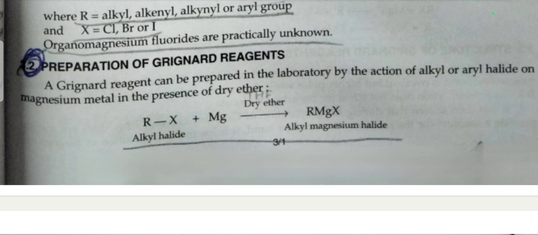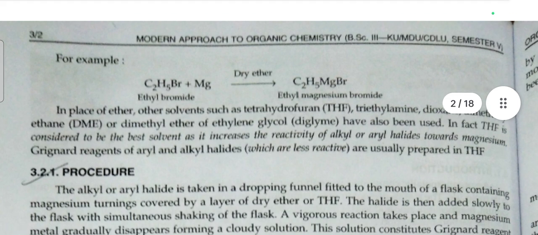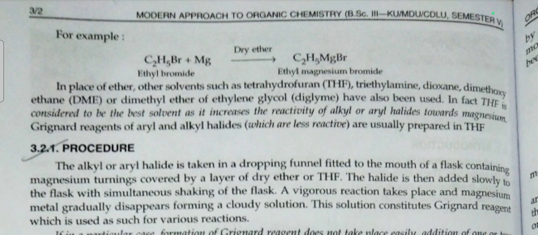Preparation of Grignard reagents. A Grignard reagent can be prepared in the laboratory by the action of alkyl or aryl halides on magnesium metal in the presence of dry ether. For example, ethyl bromide plus magnesium in dry ether gives ethyl magnesium bromide. In place of ether, other solvents such as tetrahydrofuran (THF), triethylamine, dioxane, dimethoxyethane, or dimethyl ether of ethylene glycol have also been used. In fact, THF is considered to be the best solvent as it increases the reactivity of alkyl or aryl halides toward magnesium. Grignard reagents of aryl and alkyl halides, which are less reactive, are usually prepared in THF.